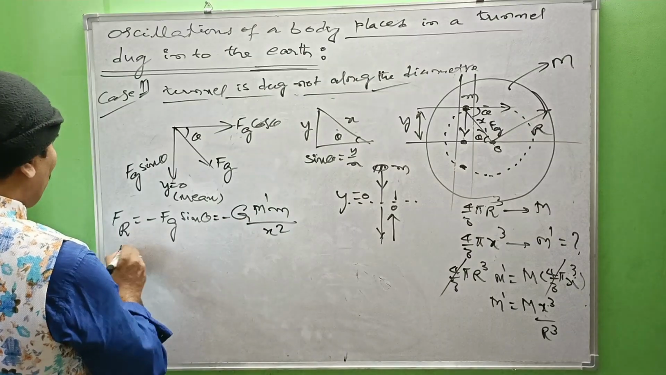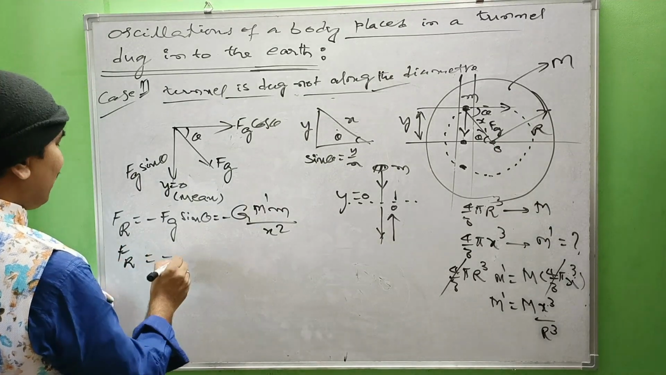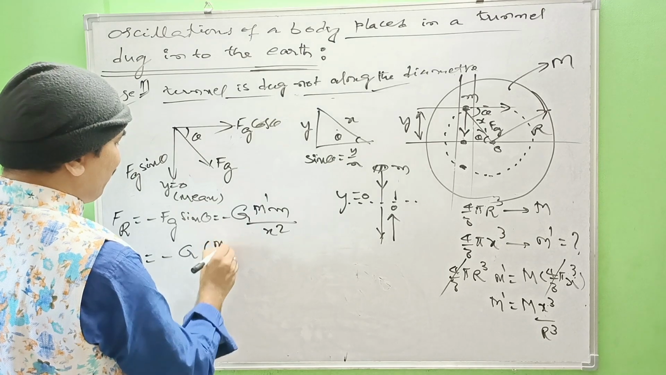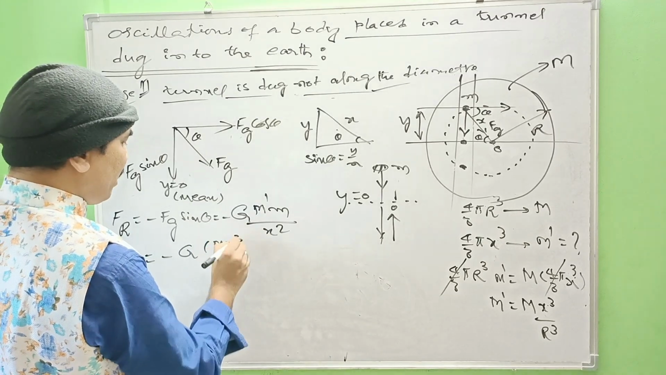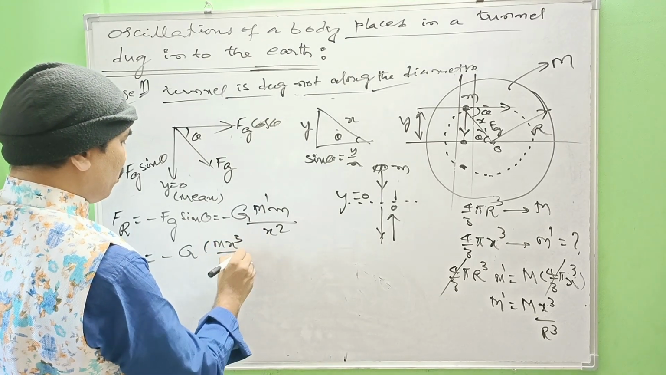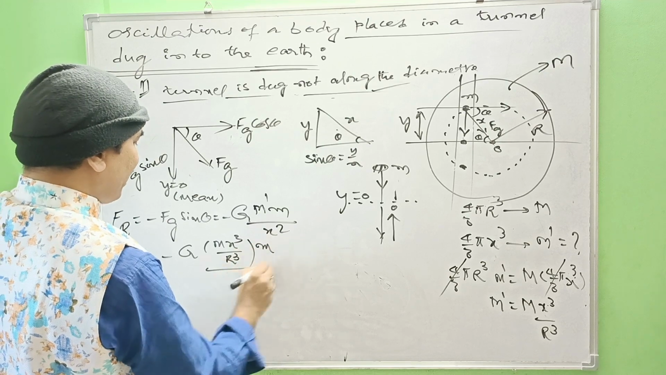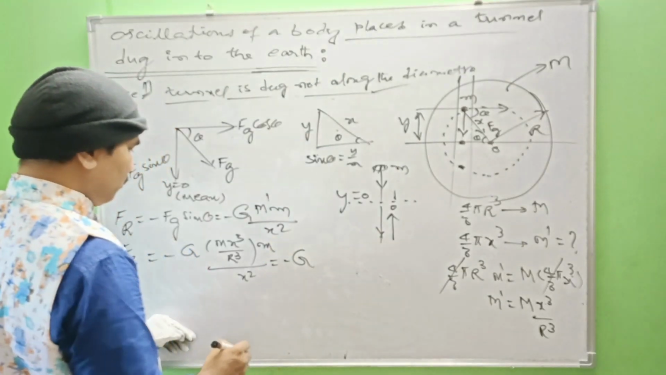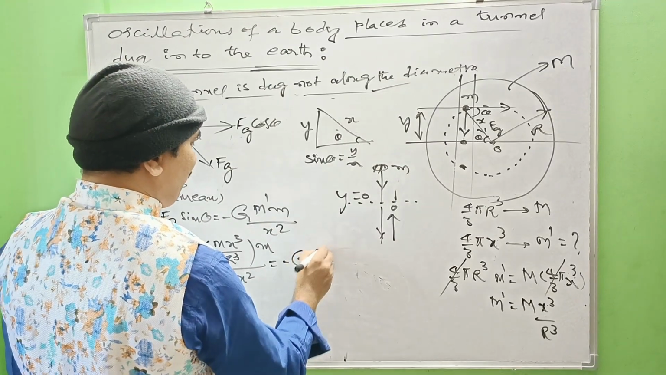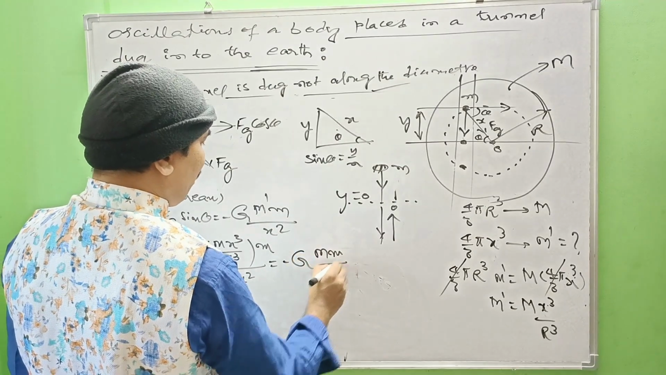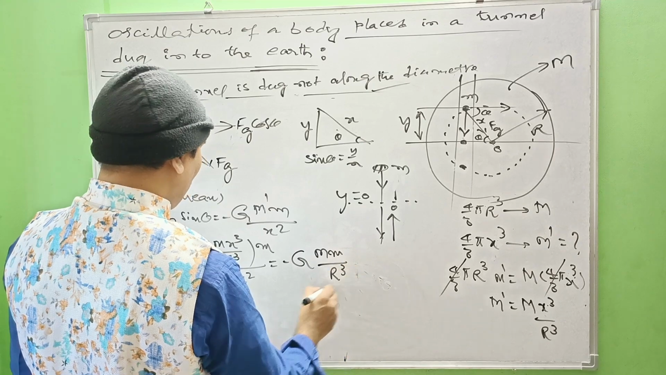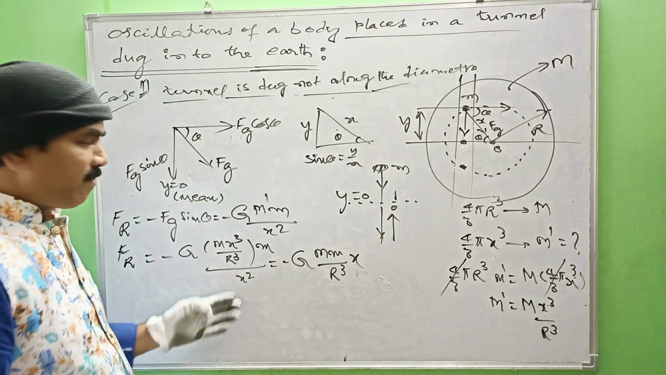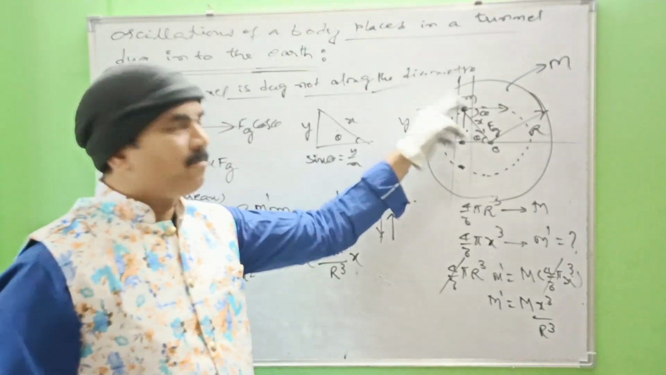Now Fr equals minus G into m dash, which means capital M into x cube by r cube, into small m by x square. That is minus G M m by r cube into x cube by x square, which means x. So this is the ultimate restoring force acting on that body.